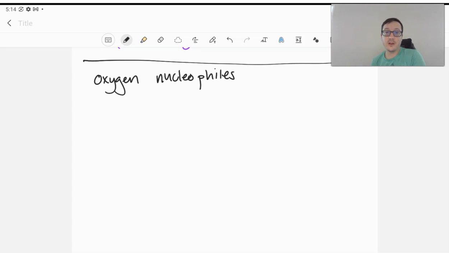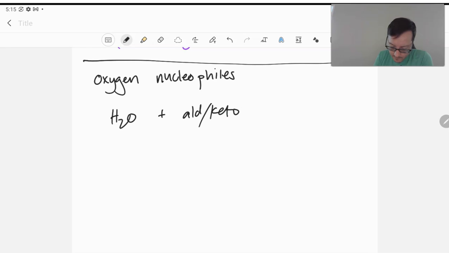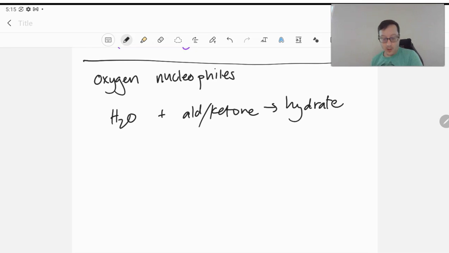The first category of nucleophiles we're going to consider when attacking carbonyl compounds will be oxygen nucleophiles. In this case, we have two options, really. We can have our ketone or aldehyde attacked by water, either one here, and we will make what's called a hydrate. And we'll take a look at that reaction.